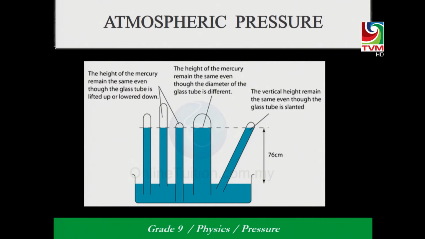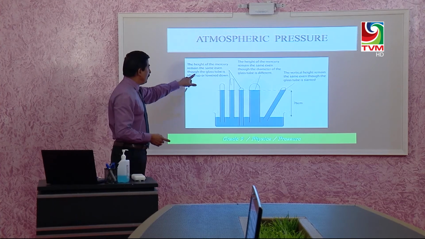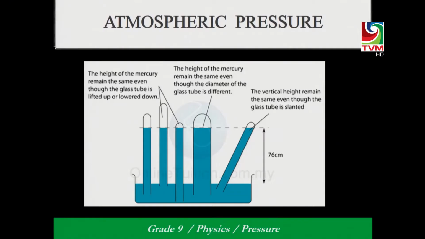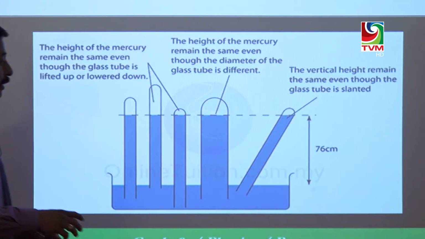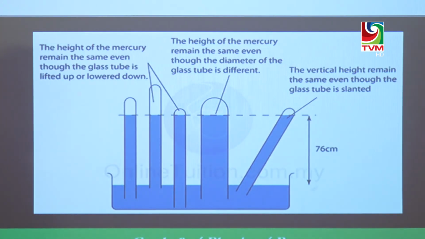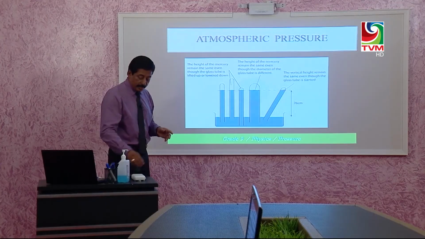Second one, the height of the mercury remains the same even though the glass tube is lifted up or lowered down. Here you are lifting up, this is lowered down. In both cases, the vertical height will be the same. Normal atmosphere means it is 760 millimeter of mercury. And the third one here, the vertical height remains the same even though the glass tube is slanted or tilted. This will be again 76 centimeter of mercury. So, the atmospheric pressure is 76 centimeter of mercury. So, it is a constant value.